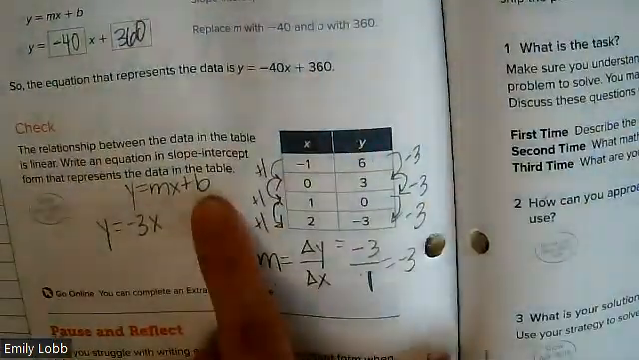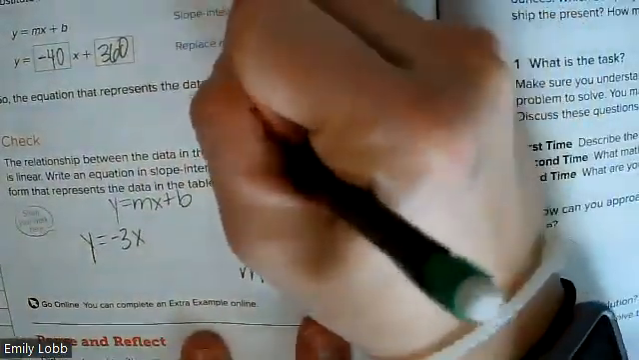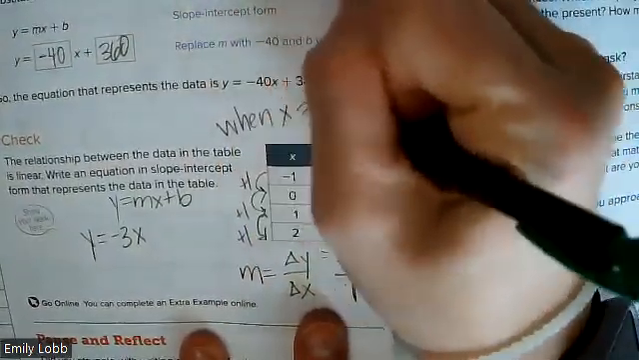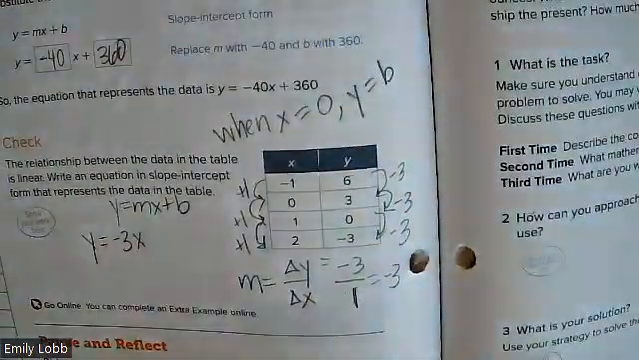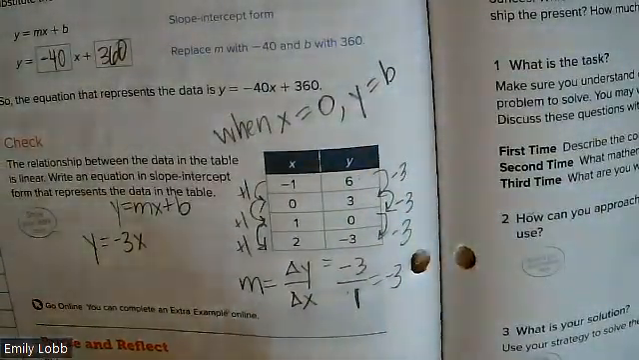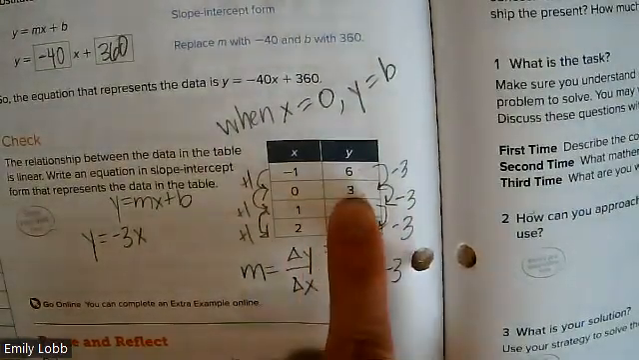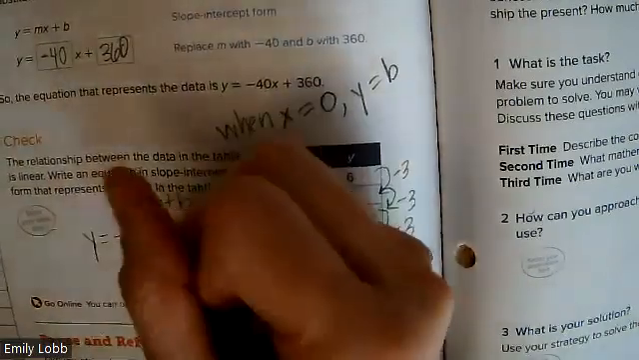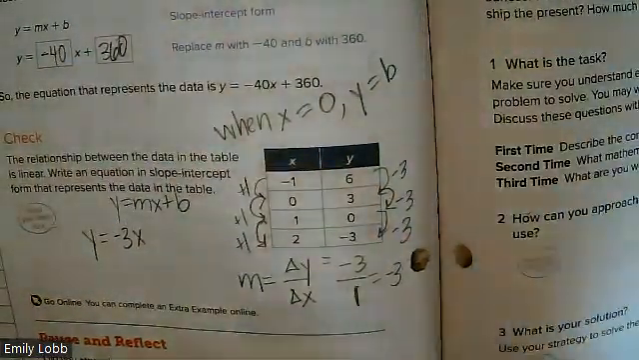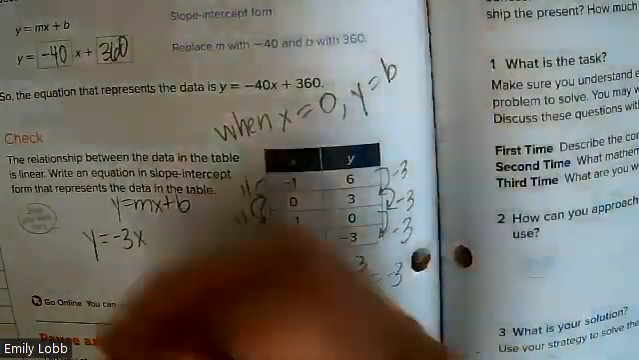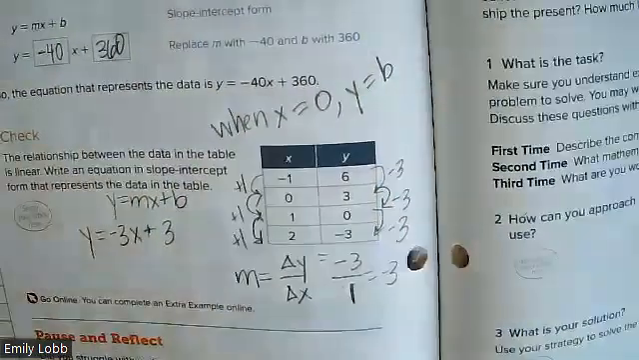Now I have to figure out what b is. Remember, when x equals 0, y equals b. So when x is 0, y equals b. So what does b equal? 3. Am I writing minus 3 or plus 3 here? Plus 3 because it's positive. If it were negative, we would have to write minus 3.